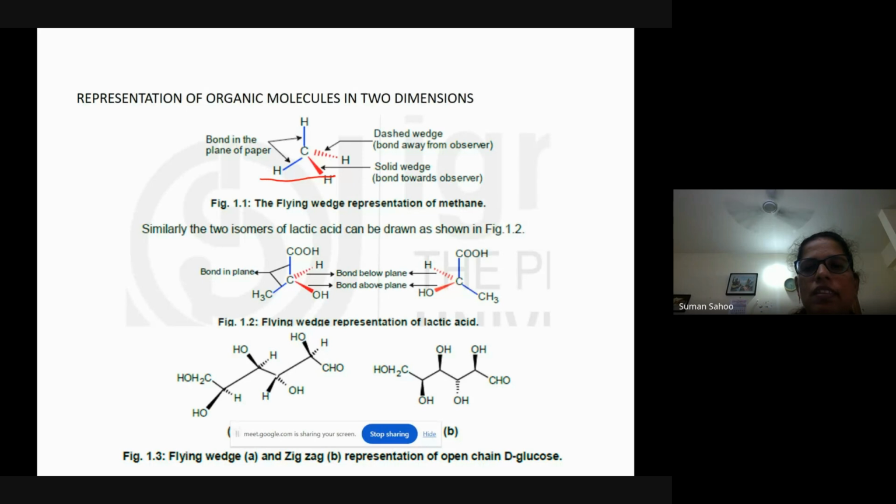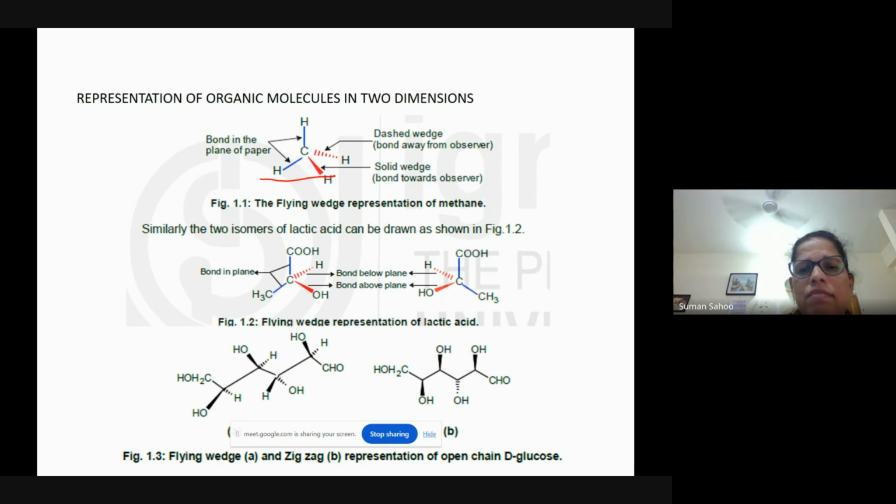We can write it in both directions, like in this molecule I have bent it towards the left, and in this one I have bent it towards the right. So this is your flying wedge representation of methane, the first one, and this one is your lactic acid.